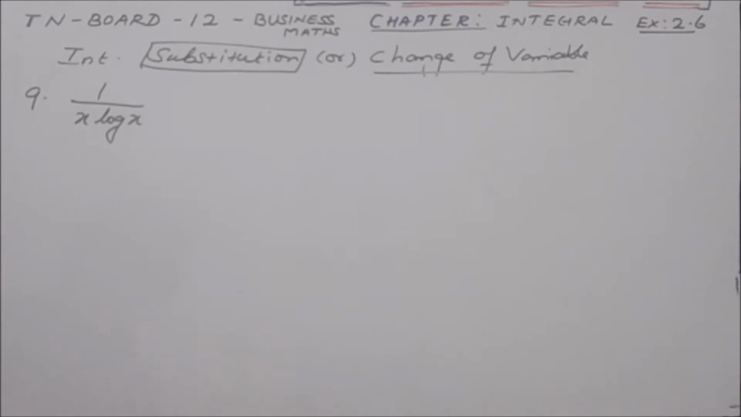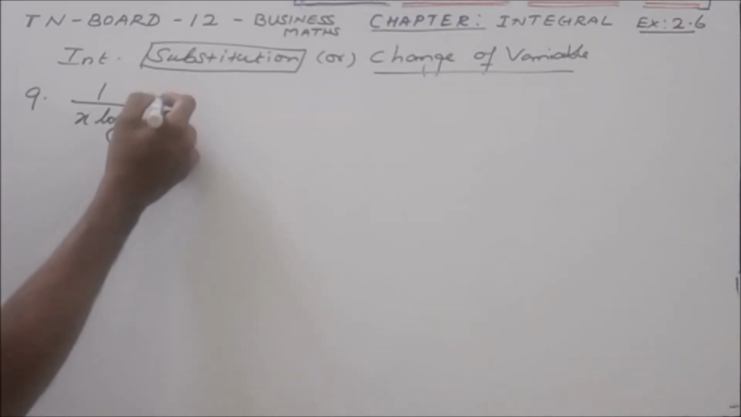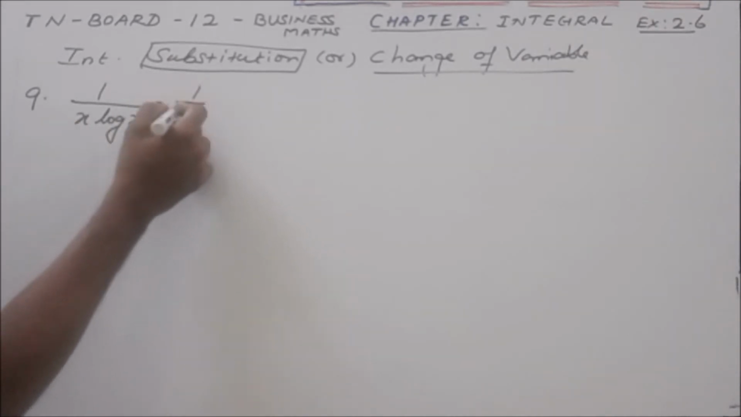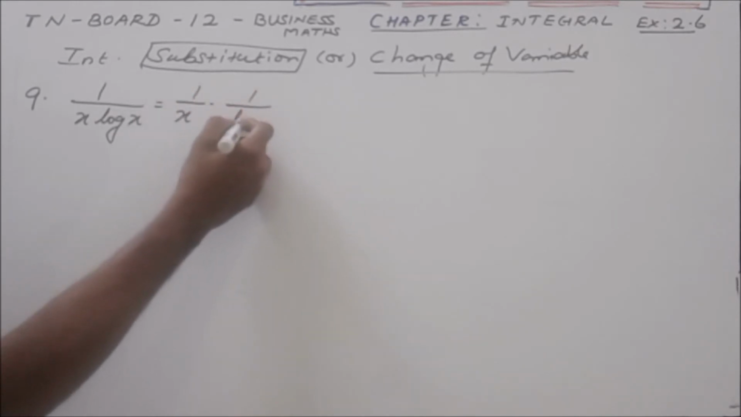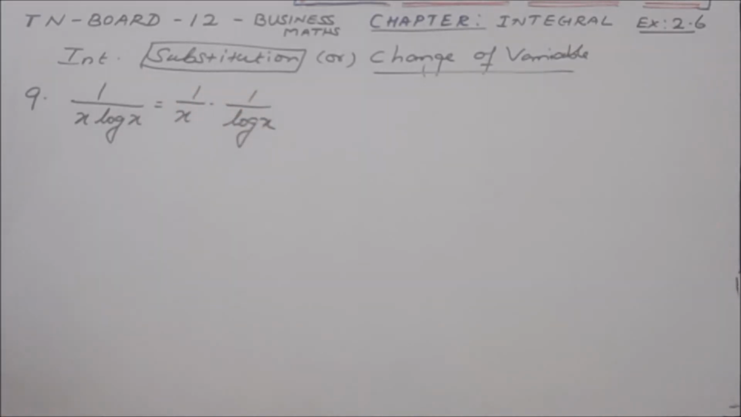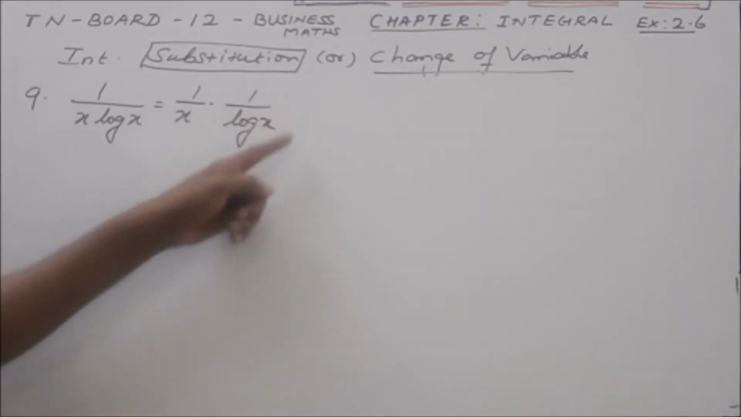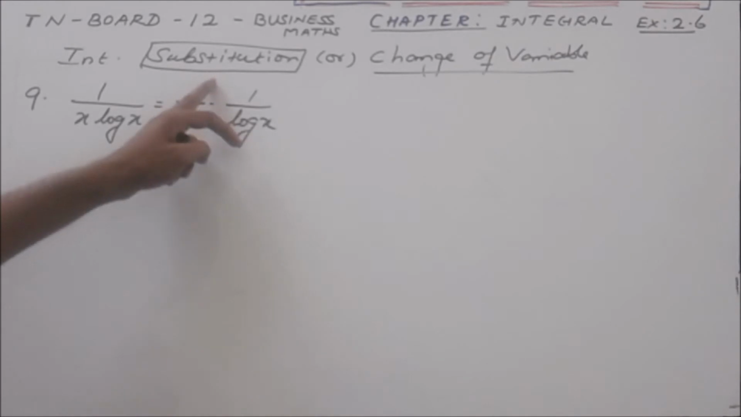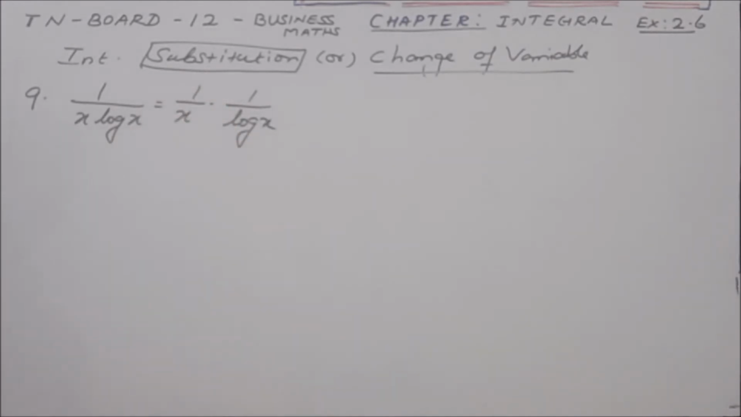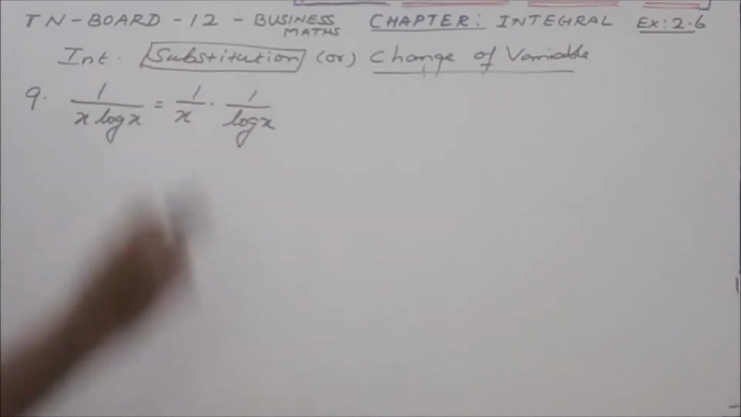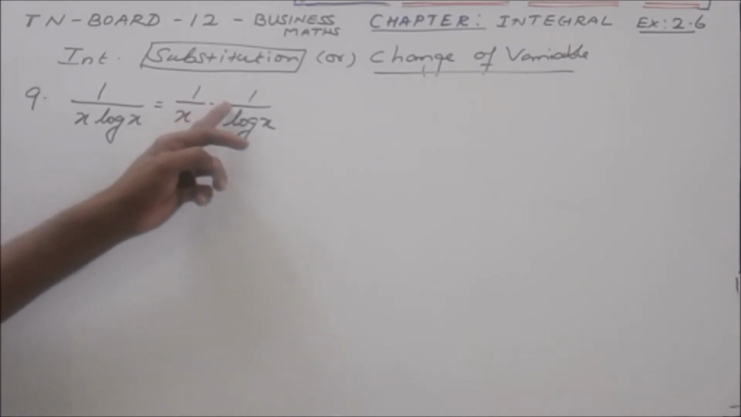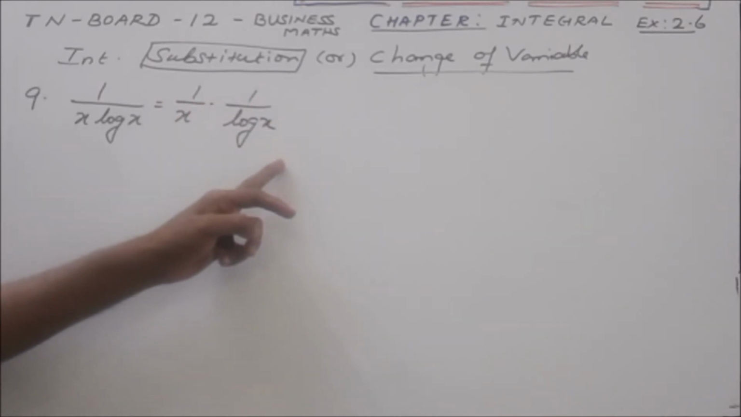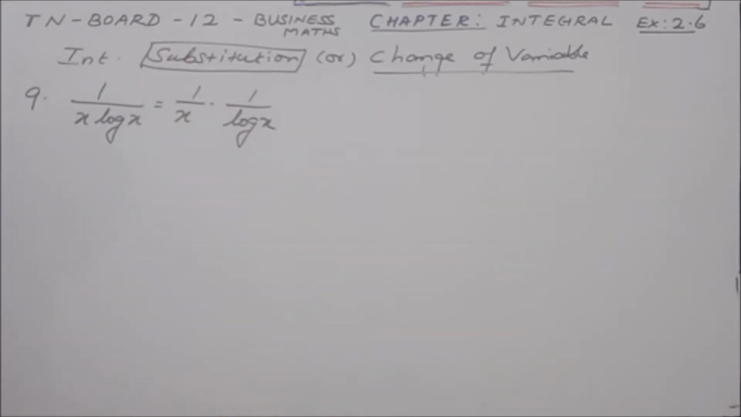Question number 9: 1 by x log x. This is equal to 1 by x into 1 by log x. The derivative of log x is 1 by x, isn't it? We are sure the derivative of log x is 1 by x. So we can give the substitution for log x because its derivative is 1 by x.